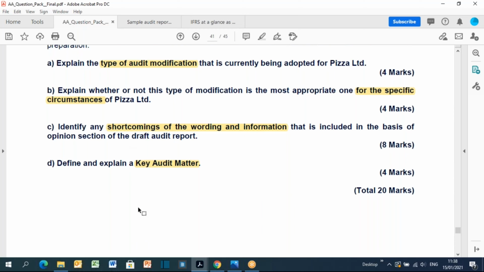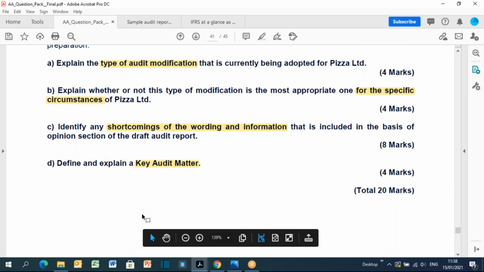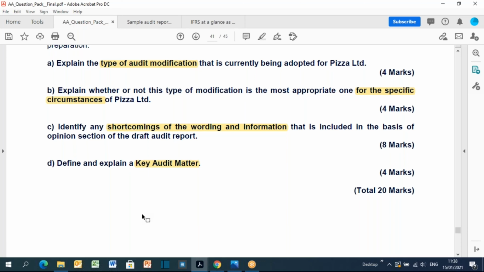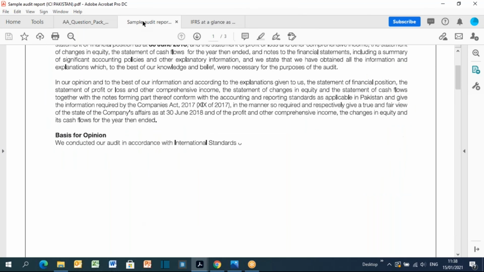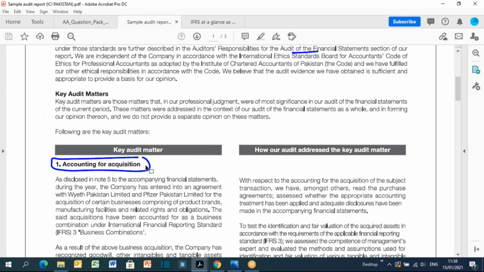If we look at the next requirement, which is key audit matters, explain and define. You should remember that key audit matters are an explanation by the auditor of the matters that were material and important during the audit. If you look at this report, this is why I've chosen this one, the key audit matters section explains this.